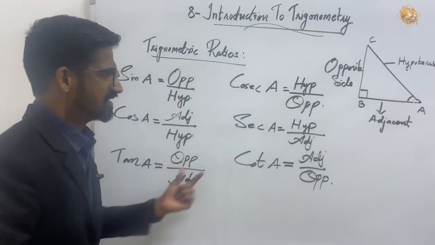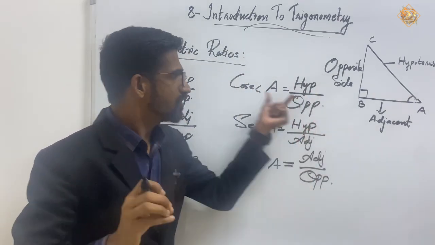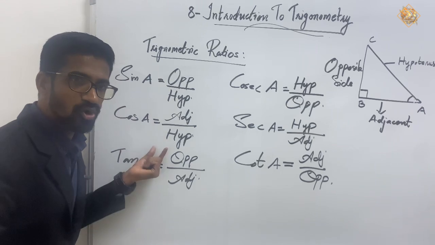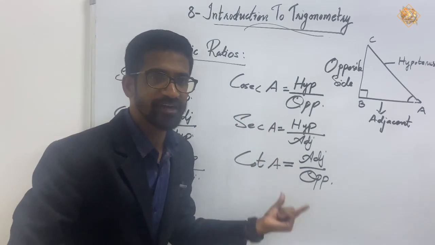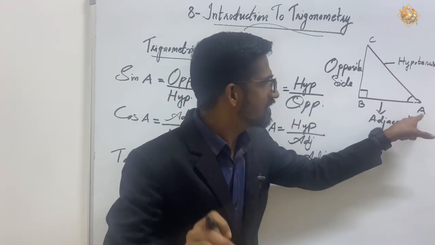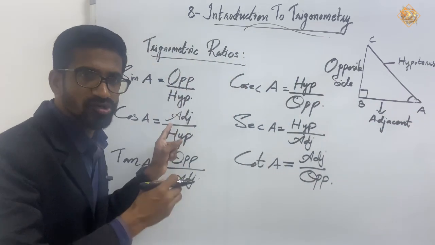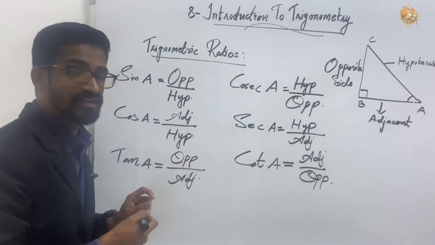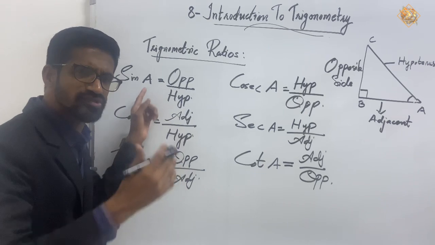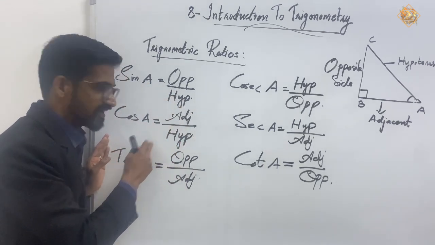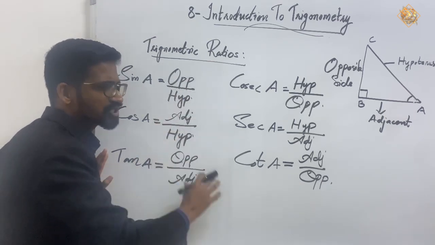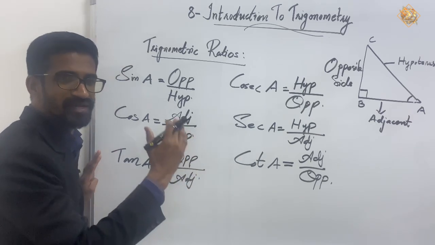Now we discussed the definitions for all the trigonometric ratios. We have 6 trigonometric ratios: sine, cos, tan, cosec, sec and cot. When we focus on angle A, we say sine A, cos A, tan A and so on. Sine A is opposite side by hypotenuse, cos A is adjacent by hypotenuse, and tan A is opposite by adjacent. These trigonometric ratios and their definitions must be very thorough.